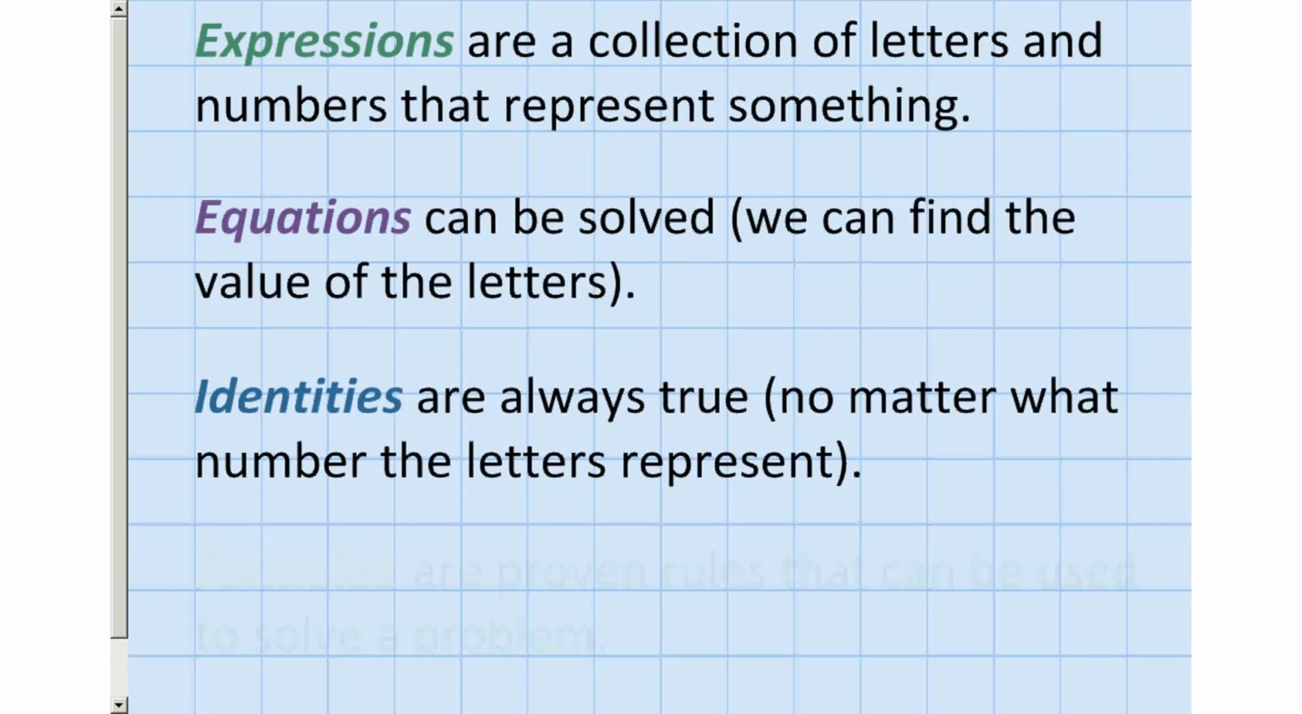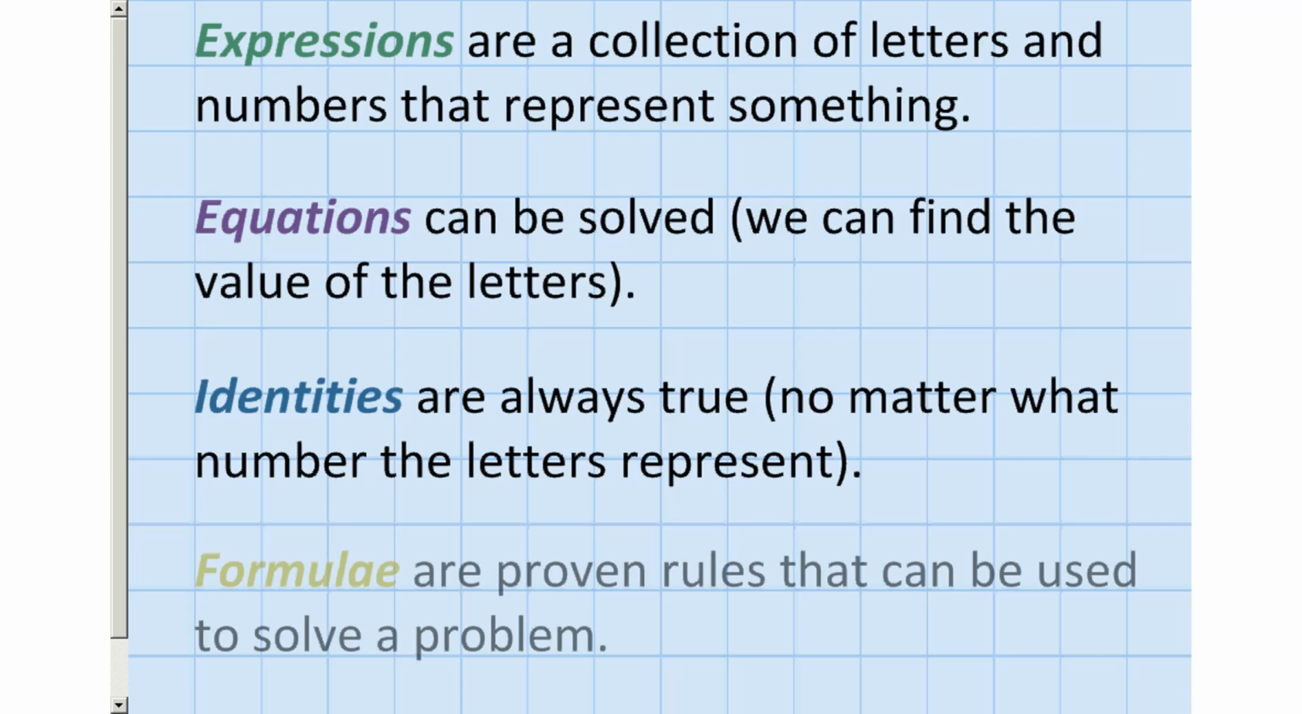Identities are always true, no matter what the number the letter represents. This is best demonstrated in the following example. Likewise, formulae are proven rules that can be used to solve a problem. A famous one, E equals mc squared.